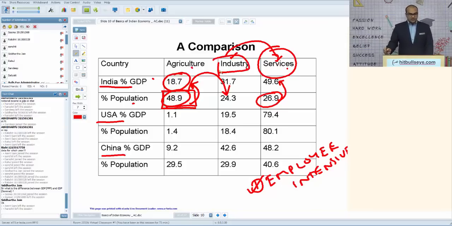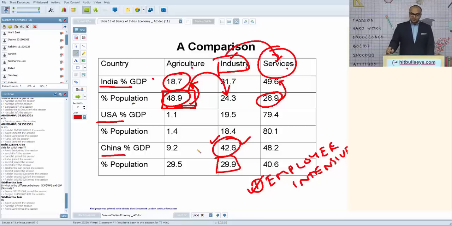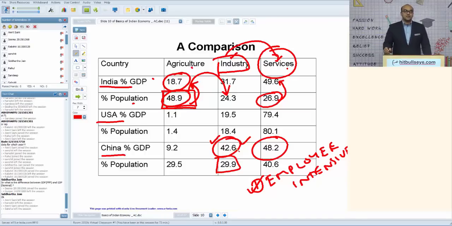Now let us take a look at China. Of course, China is considered to be the manufacturing hub of the world, or the factory of the world. So a considerable part of its economy is formed by the industry or the manufacturing sector. Similarly, services sector is also highly developed. Again, when you talk about China, it is not a developed economy as such. It is a developing or an emerging economy. So over here also, a considerably large number of people are still employed in agriculture.